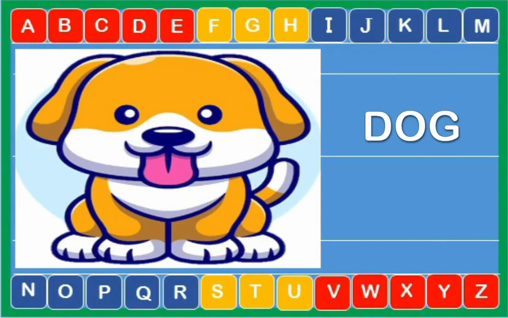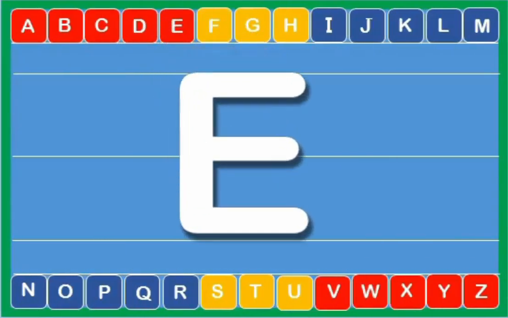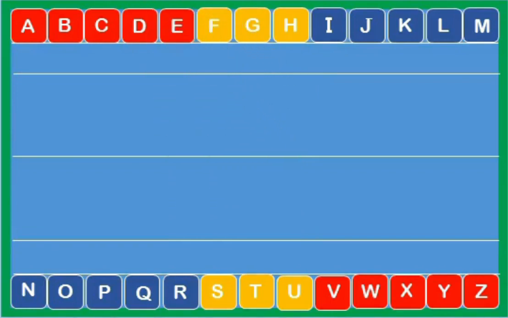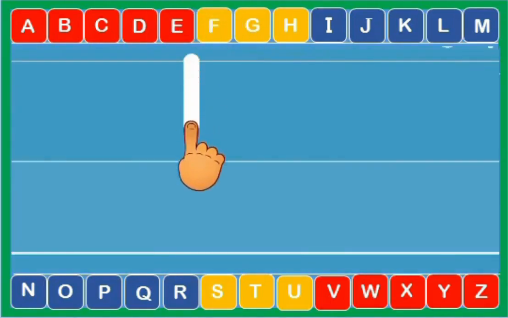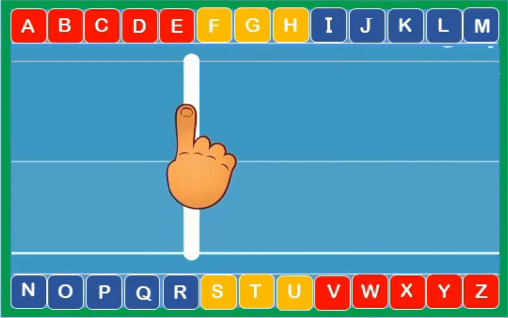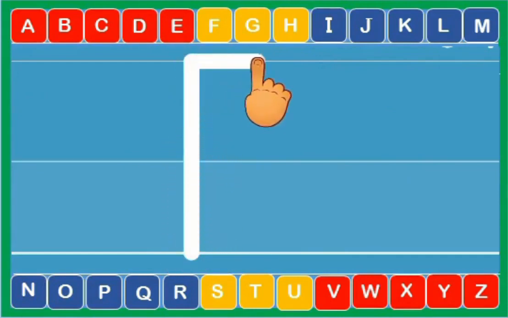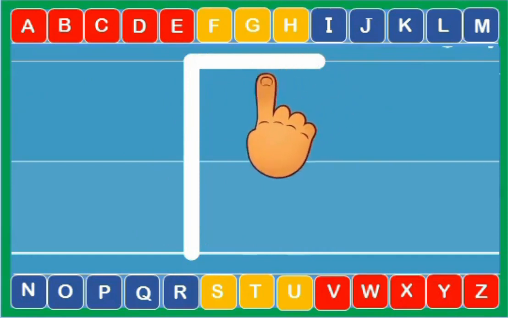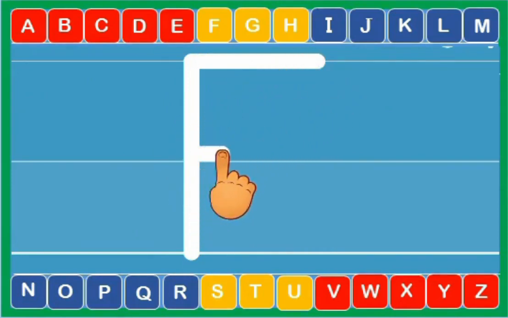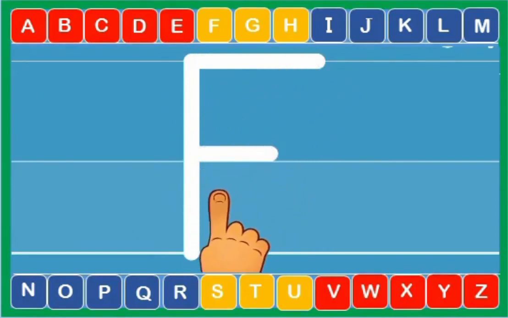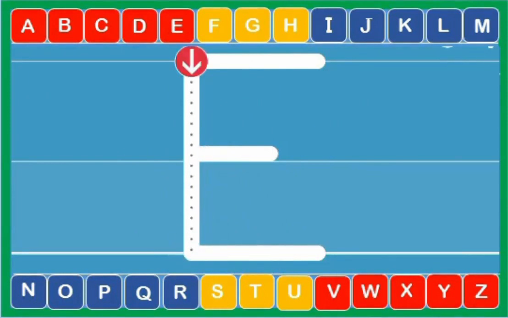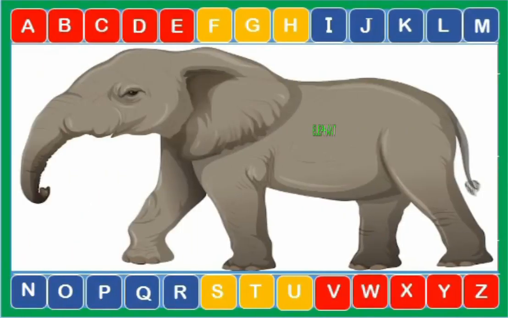Next is letter E. A stroke down, upper dash, middle dash, and a lower dash. E for elephant.